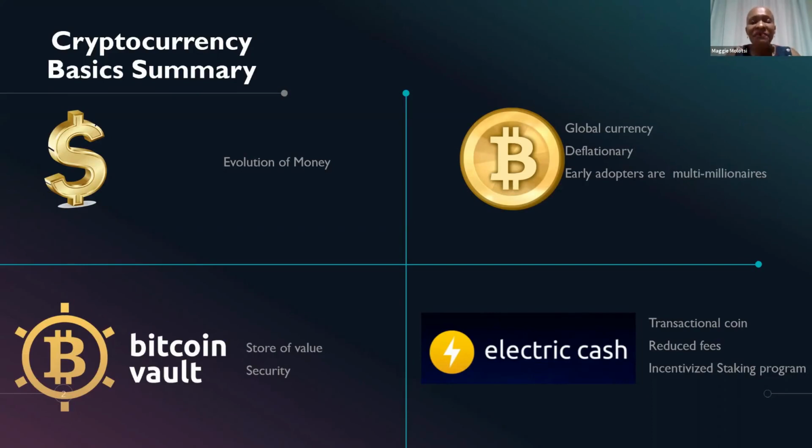And part of the incentive as well in this staking program is that they give you what is called electric gas. And then this electric gas is what you would use to pay for your transaction fees, thus making them free. And then another beautiful thing about it, which a lot of cryptocurrencies don't have, is the fact that you get governing power. You get voting rights. It's like a democracy in the Electric Cash space. You get voting rights.